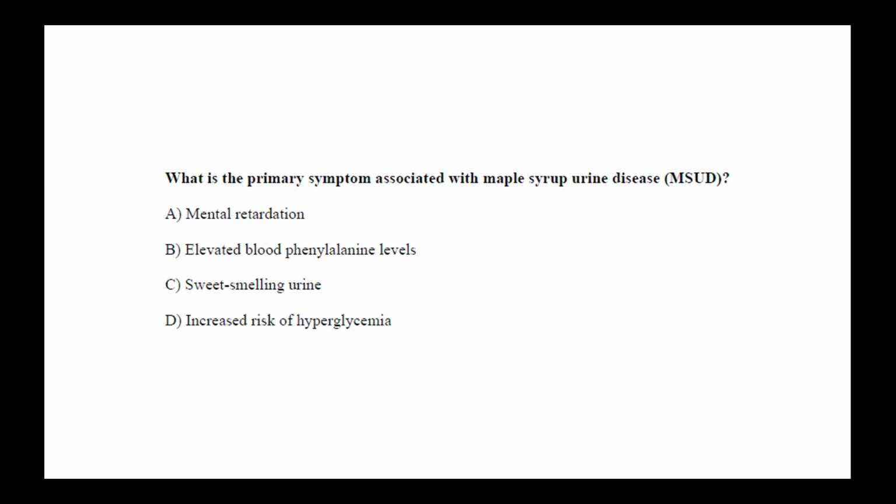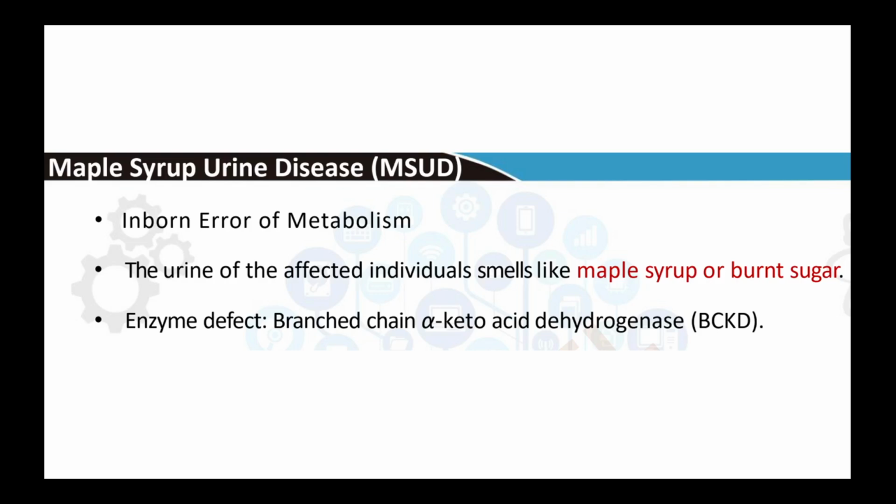You are saying option C, sweet smelling urine. That is the correct answer. So maple syrup urine disease is an inborn error of metabolism. The urine of the affected individual smells like maple syrup or burnt sugar. That's why it's called maple syrup urine disease.